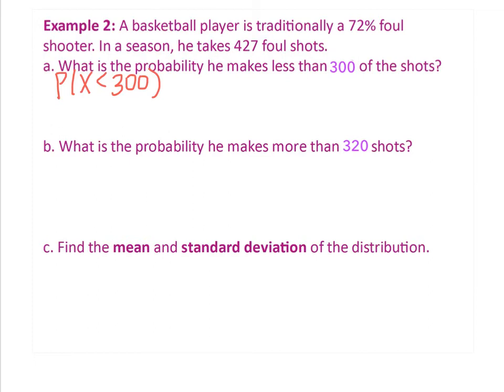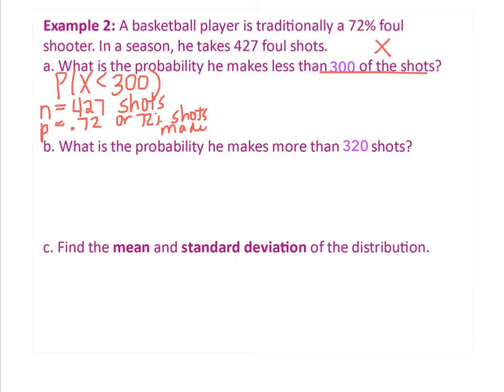Well, in order to use my formula, I need to define a couple things. N is 427 shots, and P equals 0.72 shots made. So I define my variables, and X is the number of successes, or the number of shots made.